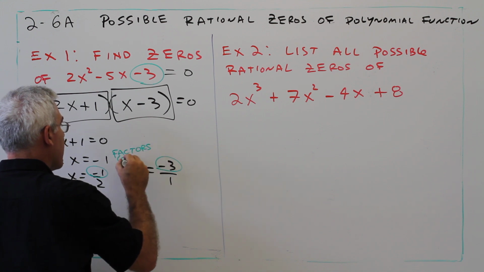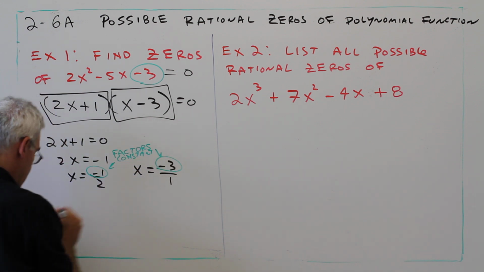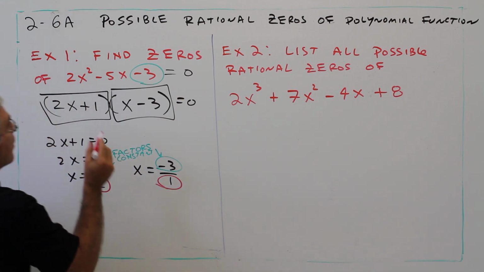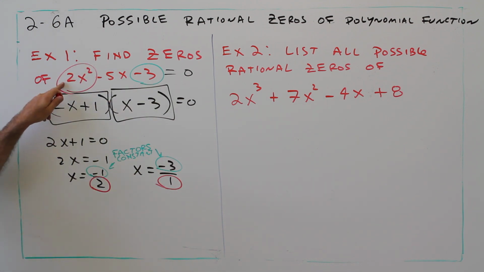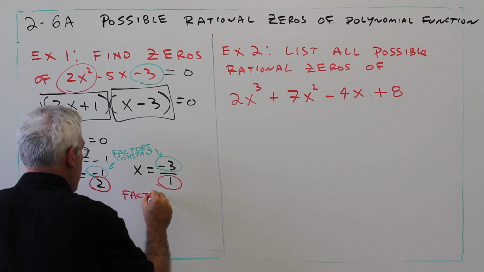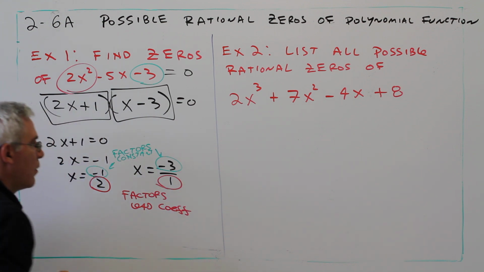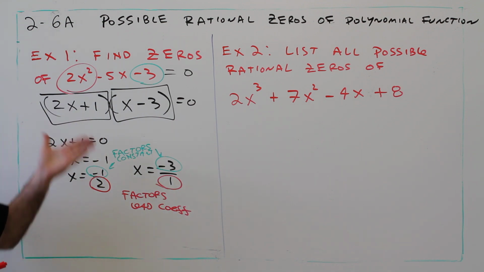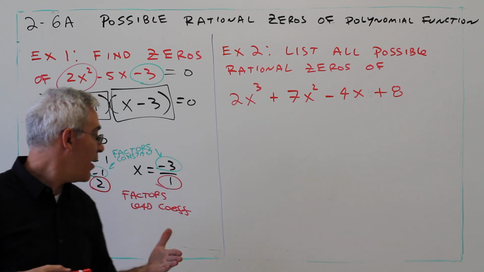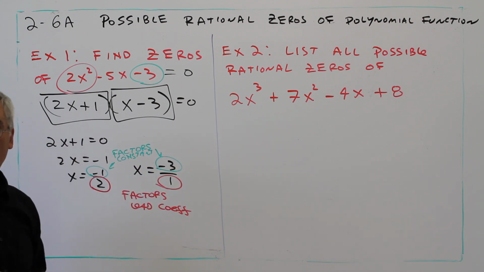Factors of the constant term. These denominators are factors of the lead coefficient. So in general, if a polynomial has rational zeros, it's going to be of the form a factor of a constant over a factor of a lead coefficient.